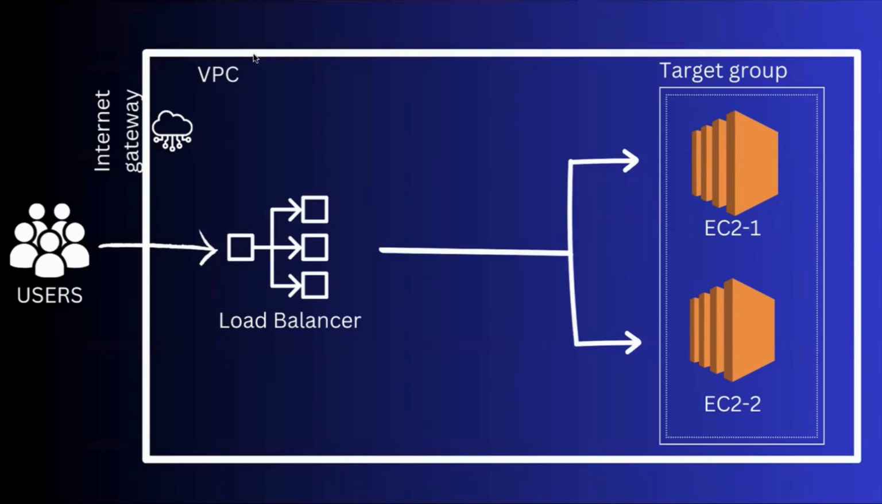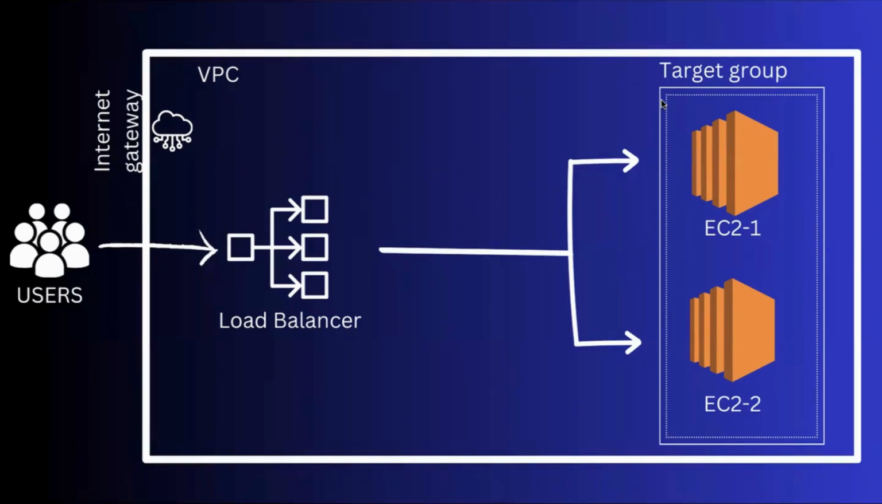Then we have the VPC. Now, the VPC is this shield you see right here. This is like the virtual network in the cloud where the load balancers and our servers, in this case EC2 instances, reside. It provides some kind of isolation and security for our cloud resources.